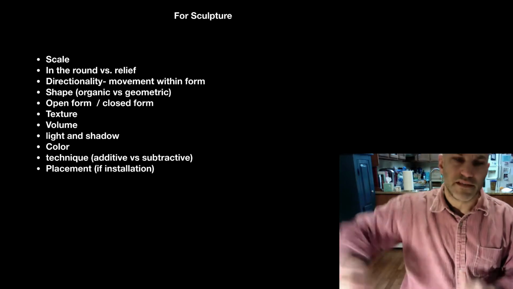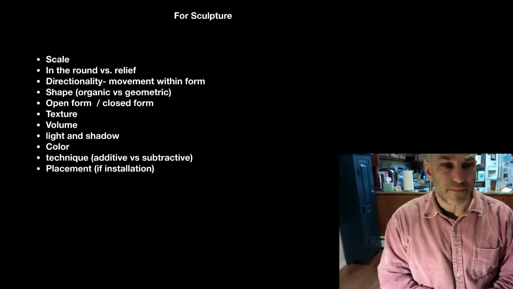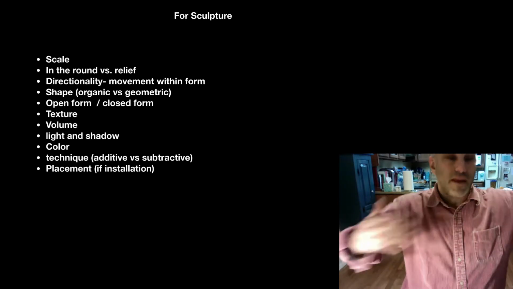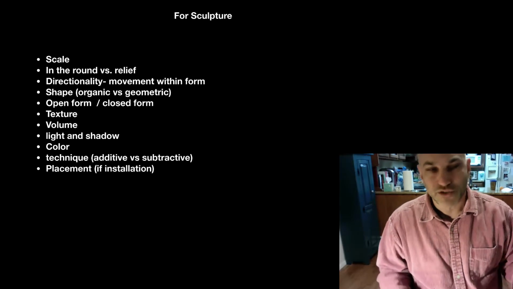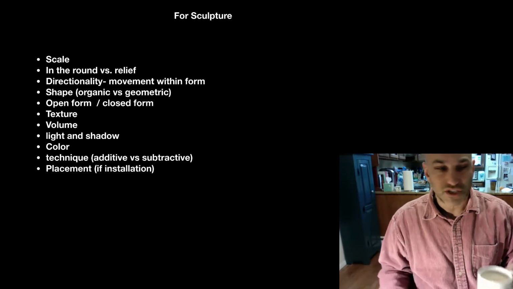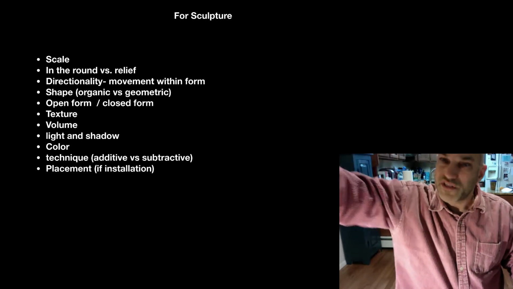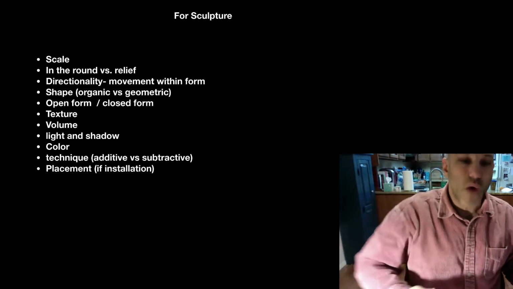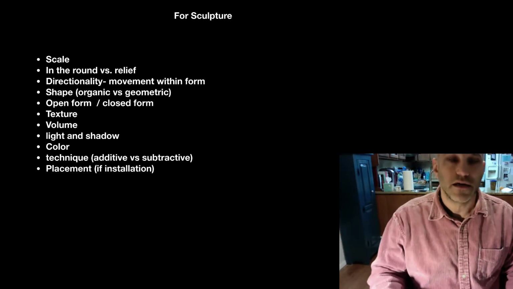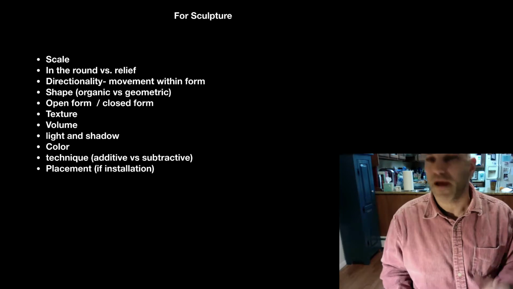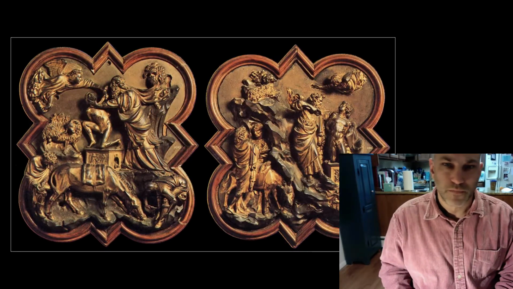Directionality, we have movement within the form. Organic or geometric shapes. Is something open? Does it have space? Is it closed? What's the texture of the material? What's the volume, the light and the shadow, color? And is the artist adding on, or are they carving away? Also, as we start looking at installation, you're going to talk about how things are placed, the context, the environment that it lives in.